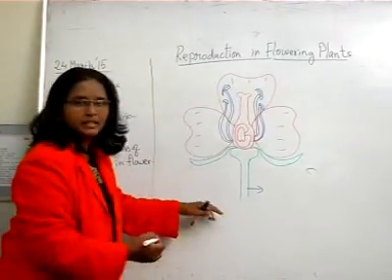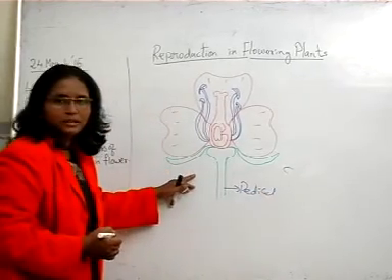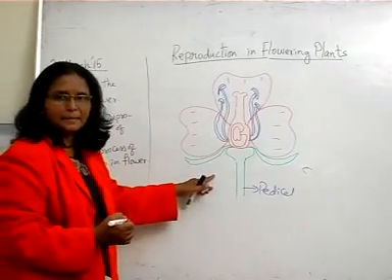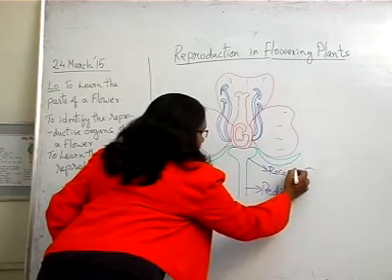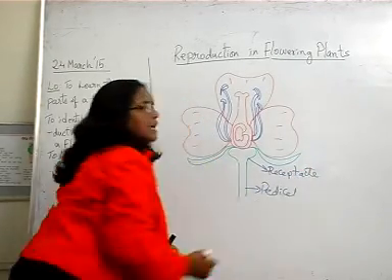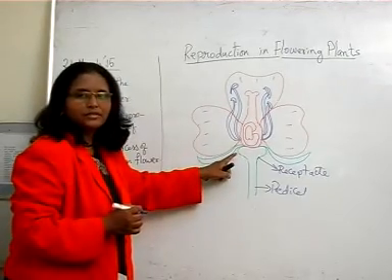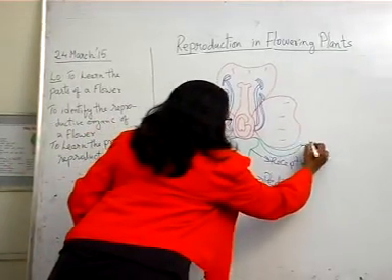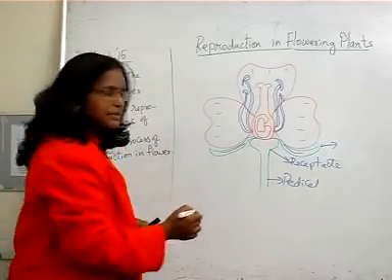This is the pedicel, which is the stalk of the flower that attaches to the stem. Here you can see a structure called receptacle. It is also called the thalamus. This is the base of the flower. Here you can see the leaf-like structures. They are called the sepals.